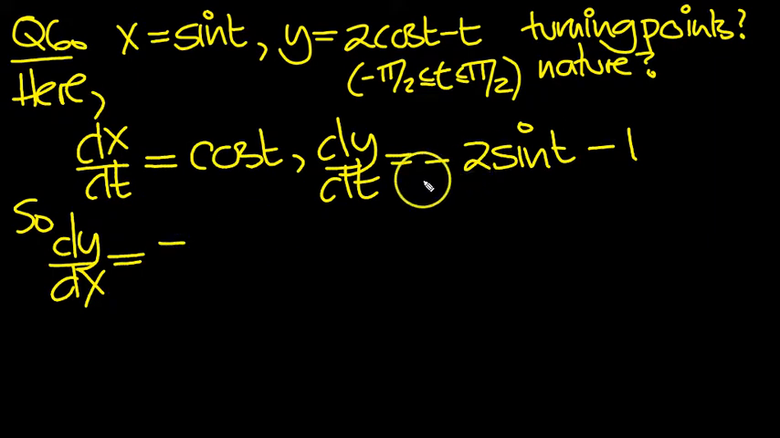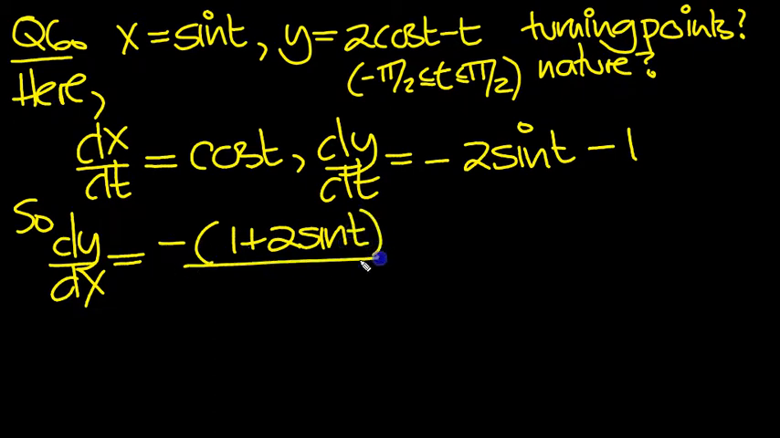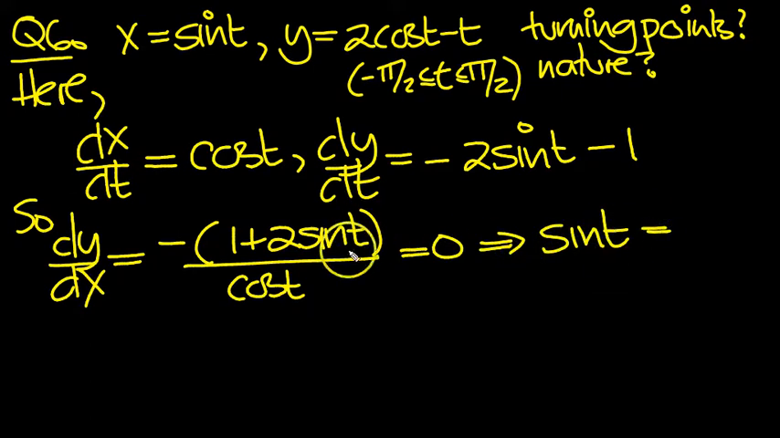Now there's a minus at the front, so I'm going to pull that out and write 1 plus 2 sin t, like so, over dx/dt, cos t. It's going to equal 0 when sin t equals, and we need the value minus a half in here, don't we, for that bracket to equal 0. So it's minus a half.